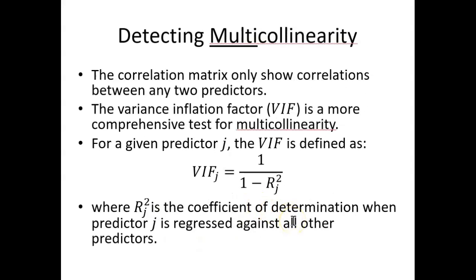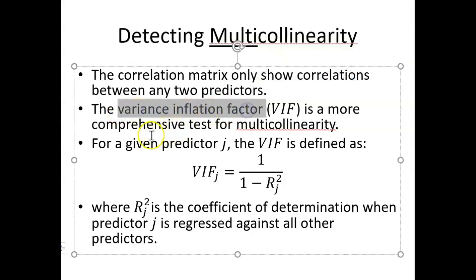Let's say you are interested in detecting multicollinearity. The problem with the correlation matrix is that it only shows correlations between any two predictors. It might be that there is correlation between more than two predictors. So one way of detecting multicollinearity is with what's known as the variance inflation factor.